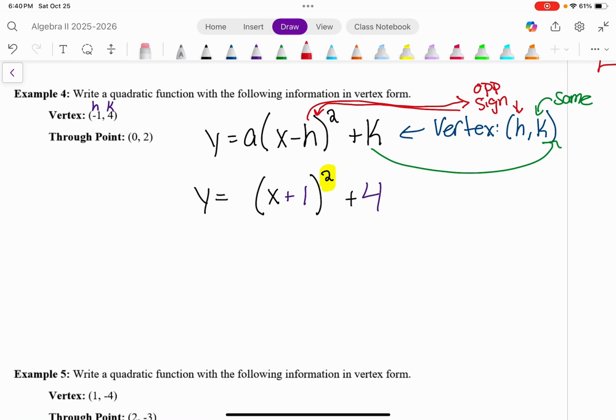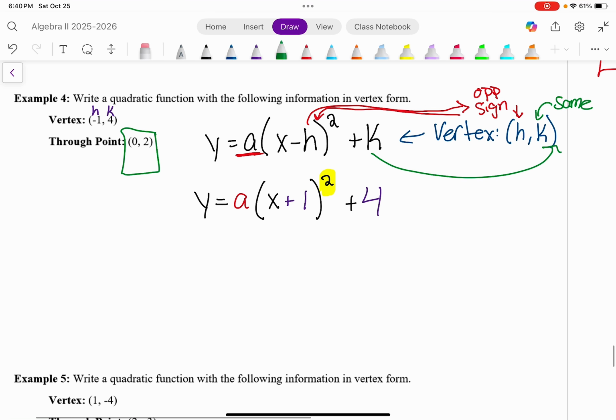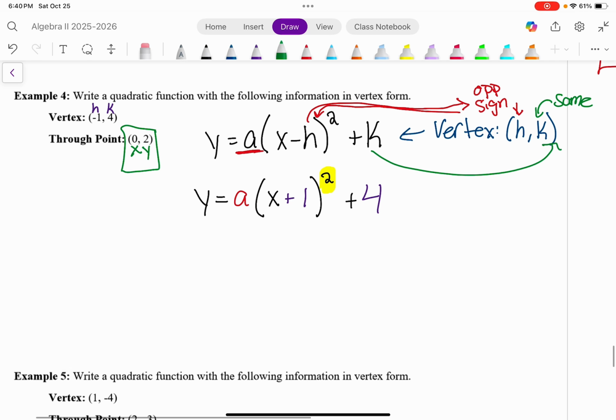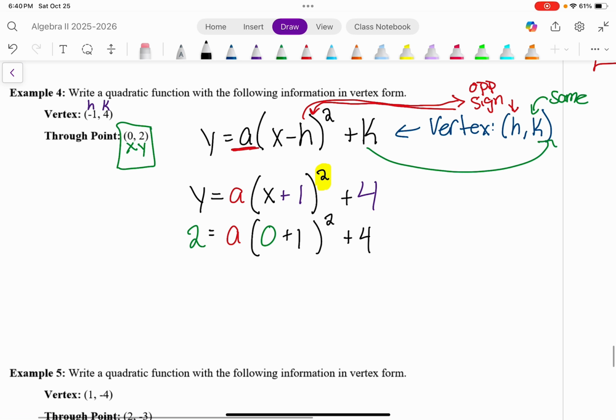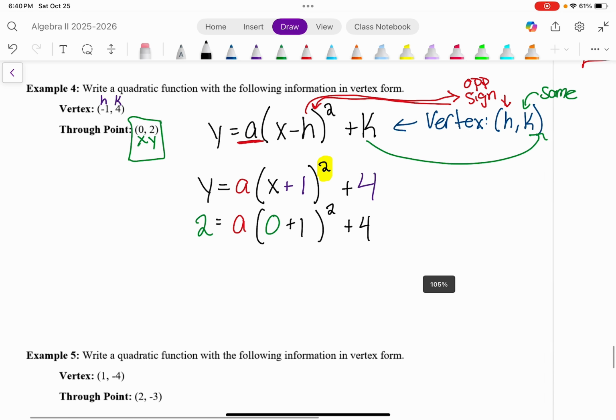Okay, the only thing we're missing to make this equation complete is our a value. So right now, we don't know what a equals. We need to figure that out. The way we can is by using the point that this parabola is going to go through, by plugging in these numbers for y and x. So remember, it always goes x, y in the coordinate point. So our y value was 2, and our x value is 0. That gives us enough information to figure out what a is. Now we have one variable that we can solve for.